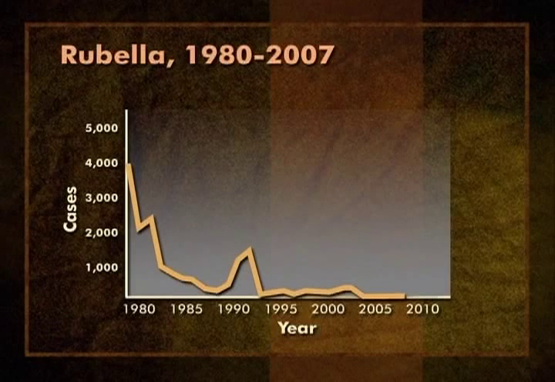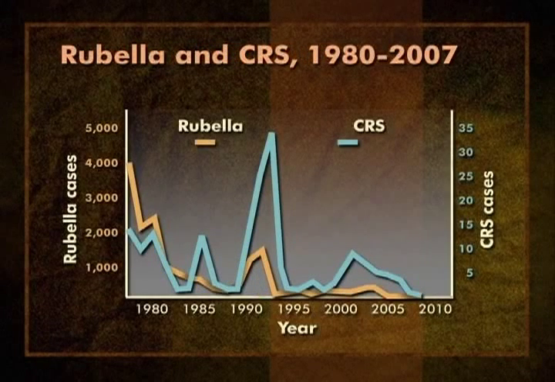This next graphic overlays the number of reported cases of congenital rubella syndrome shown in the blue line. Notice the similarity in the shapes of the rubella and CRS lines. CRS fell along with rubella in the early 1980s. The little peak of CRS in 1986 was a cluster of cases in New York City that was not associated with an increase in reported rubella cases. The big peak in CRS follows the rubella outbreak in California in 1991 and following the outbreak among the Amish in Pennsylvania in 1992.